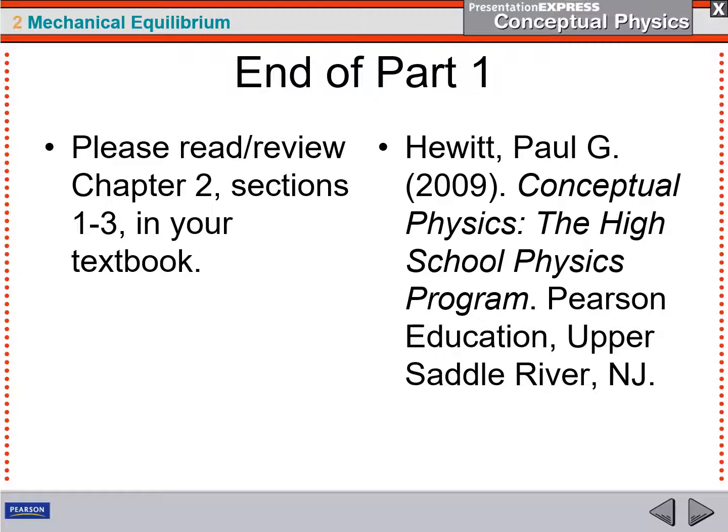That brings to an end the first part of Chapter 2. And so what I'd like for you to do at this point is make sure that you've either read or that you go back and review Chapter 2 in Hewitt's Conceptual Physics book, sections 1 through 3.